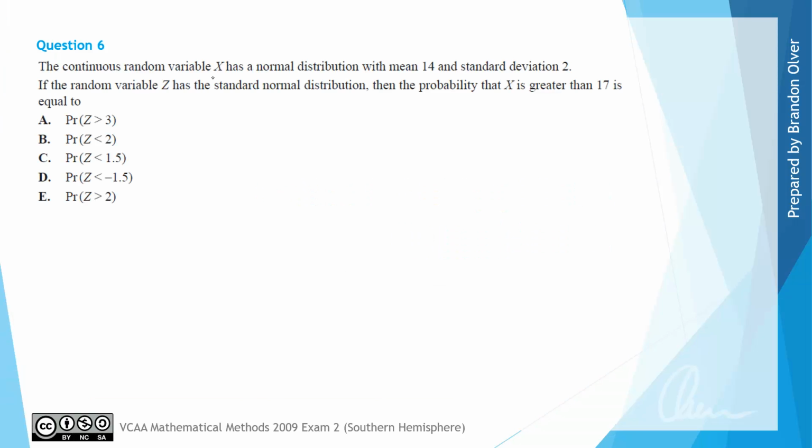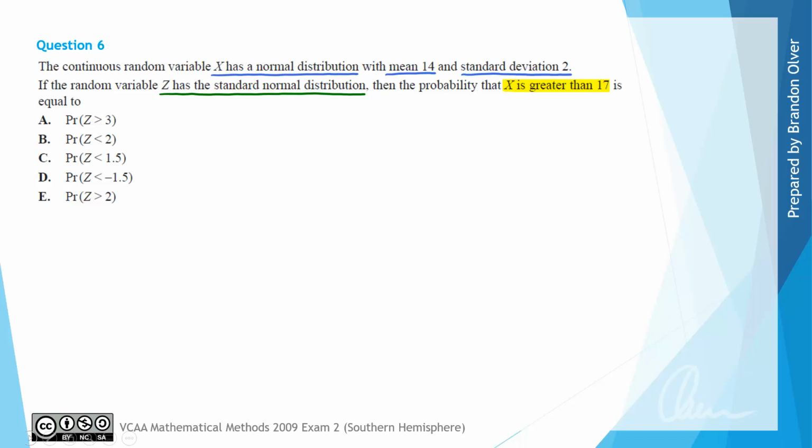Now before we move on, I'd just like to point out that the use of a CAS calculator is not really appropriate for this question. So for question 6, we have the continuous random variable x has a normal distribution with a mean of 14 and a standard deviation of 2. If the random variable z has the standard normal distribution, then the probability that x is greater than 17 is equal to one of the following.